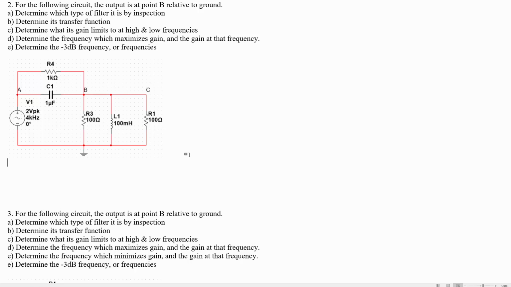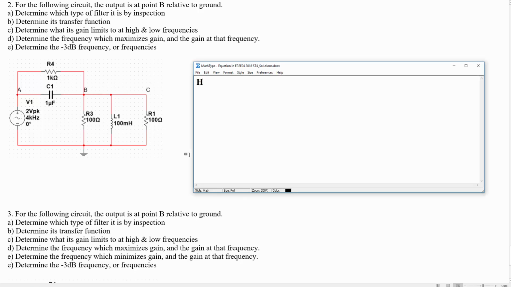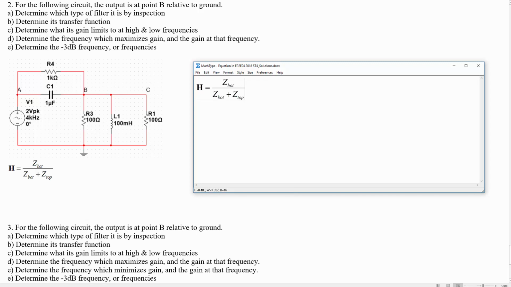So now let's find the transfer function. The transfer function is going to be H. Again, we can get it just from a voltage divider. Maybe we'll call this Z bot. That's a good way to put it. Z bot over Z bot plus Z top.